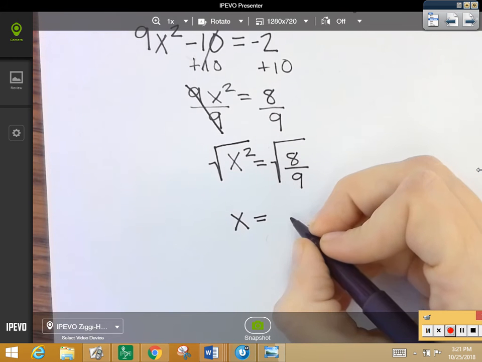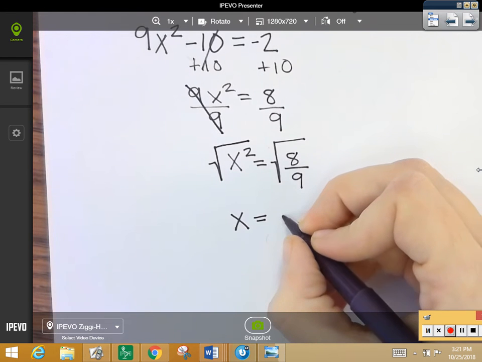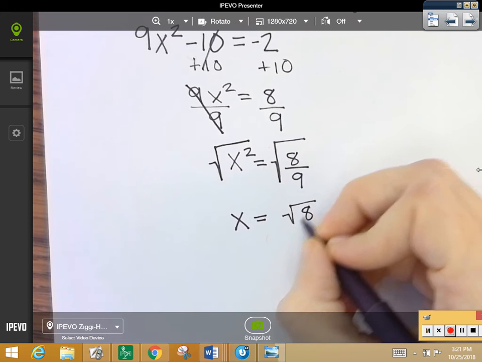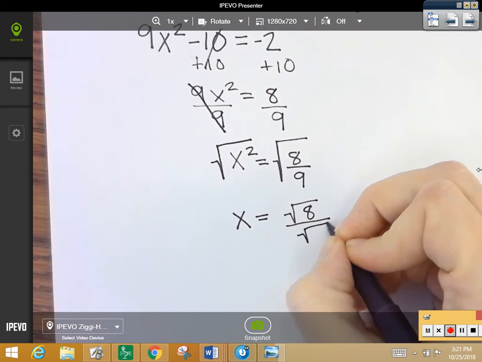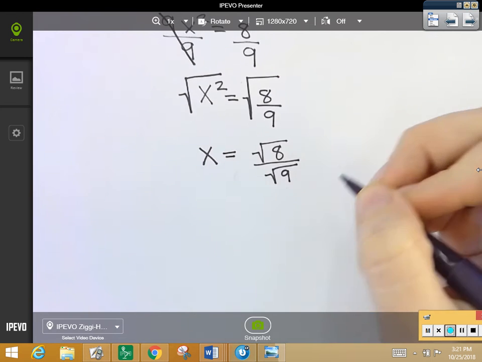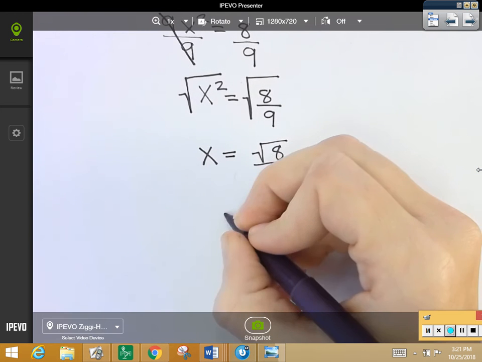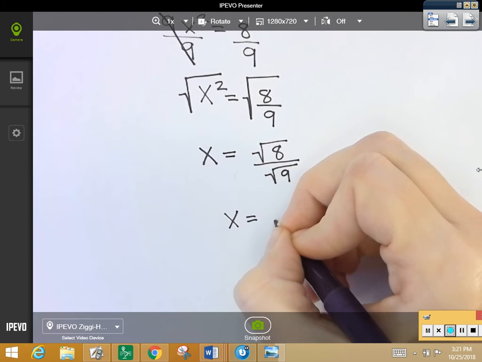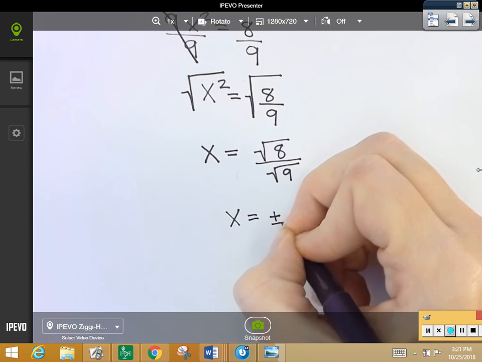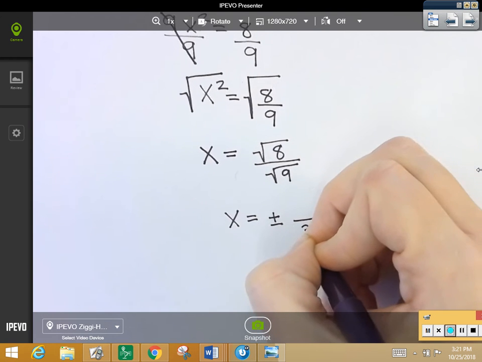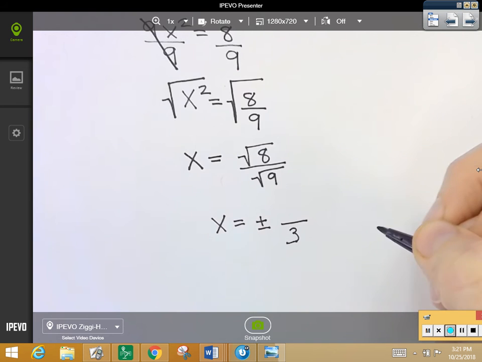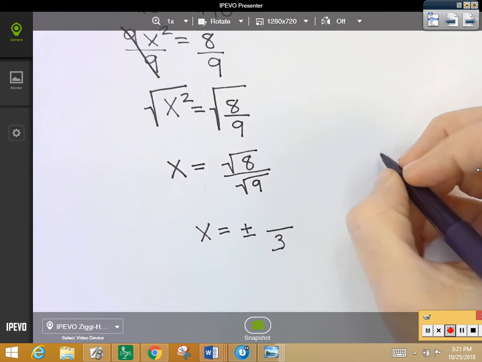So what I'm going to use is the quotient rule to go ahead and separate that into the square root of 8 divided by the square root of 9. When I do that, the square root of 9 immediately pops out at me as a perfect square. Square root of 9 is going to be a positive or negative 3, so I'm going to put 3 in my denominator.